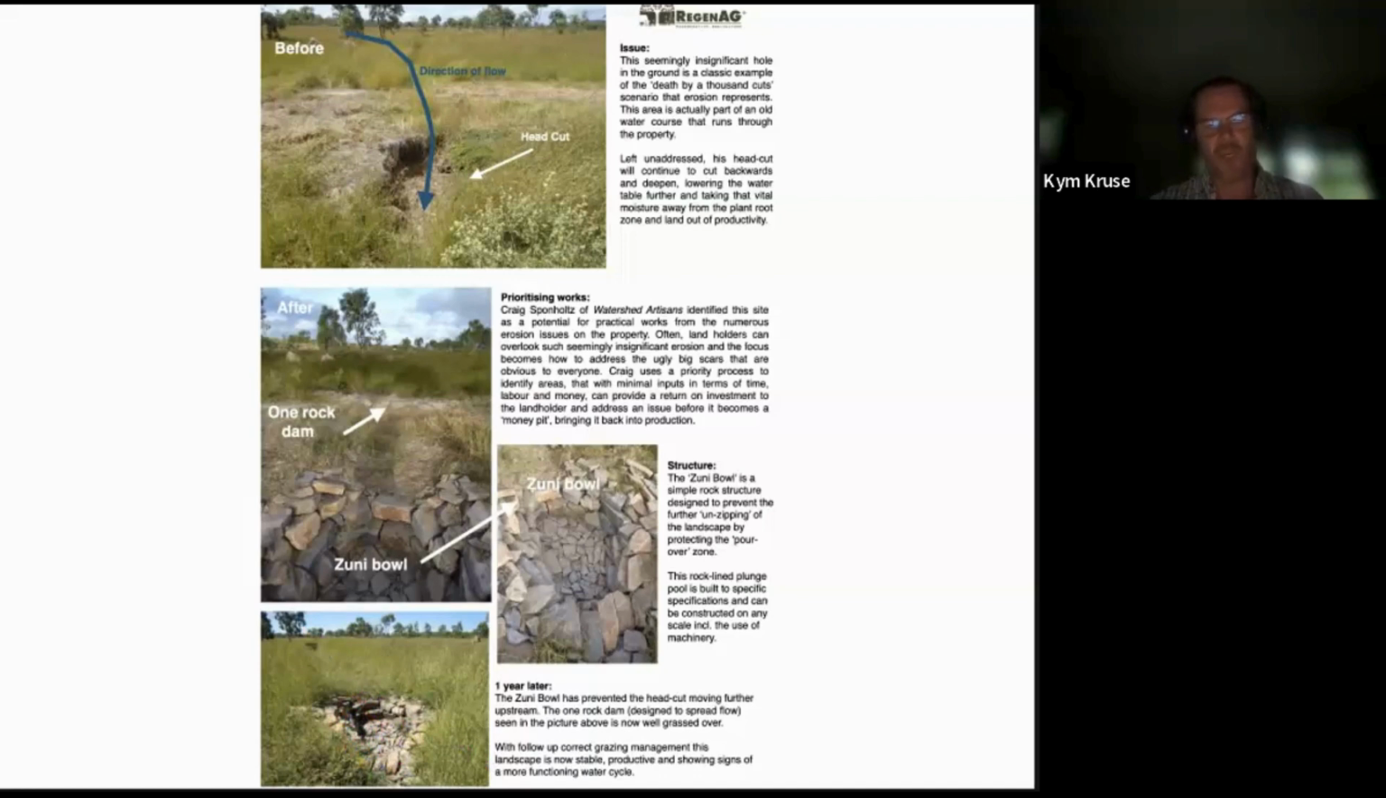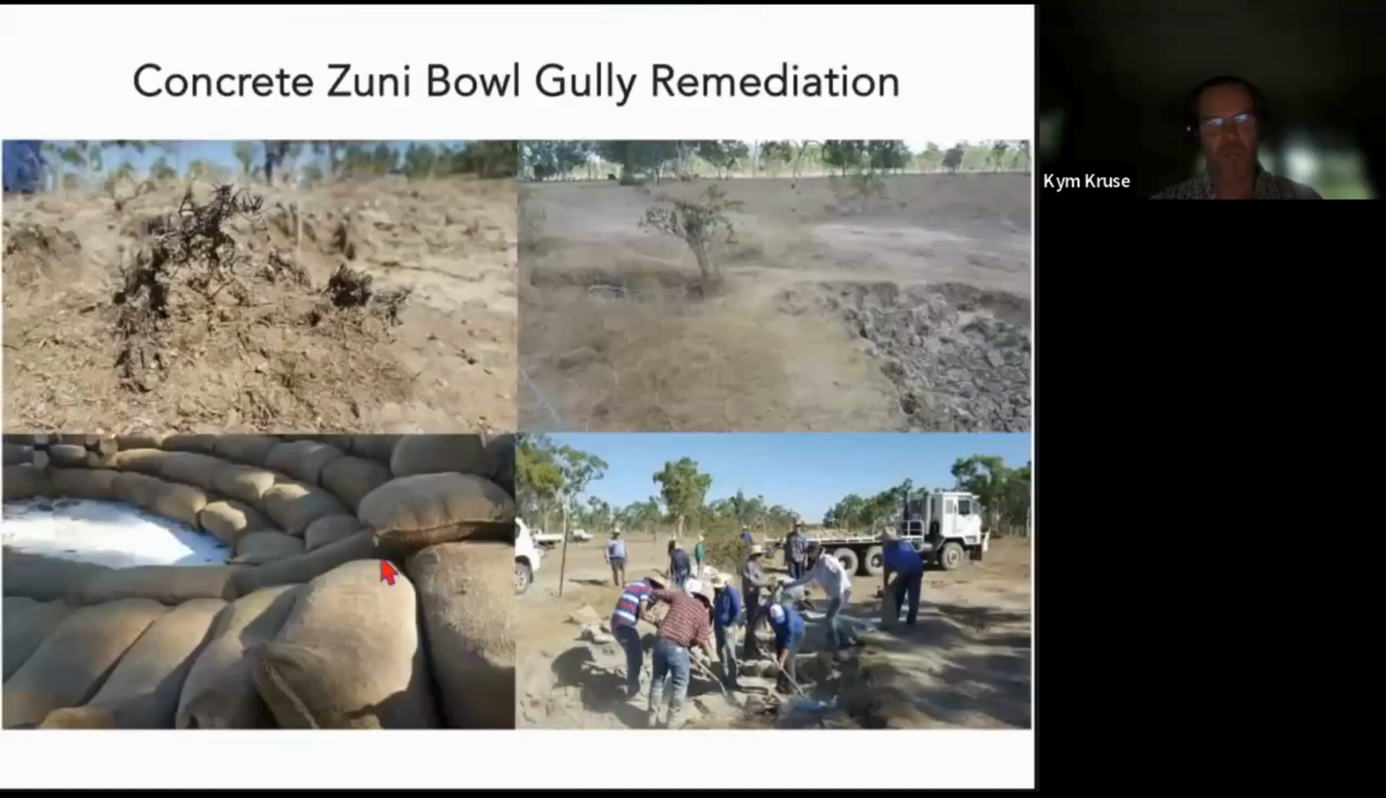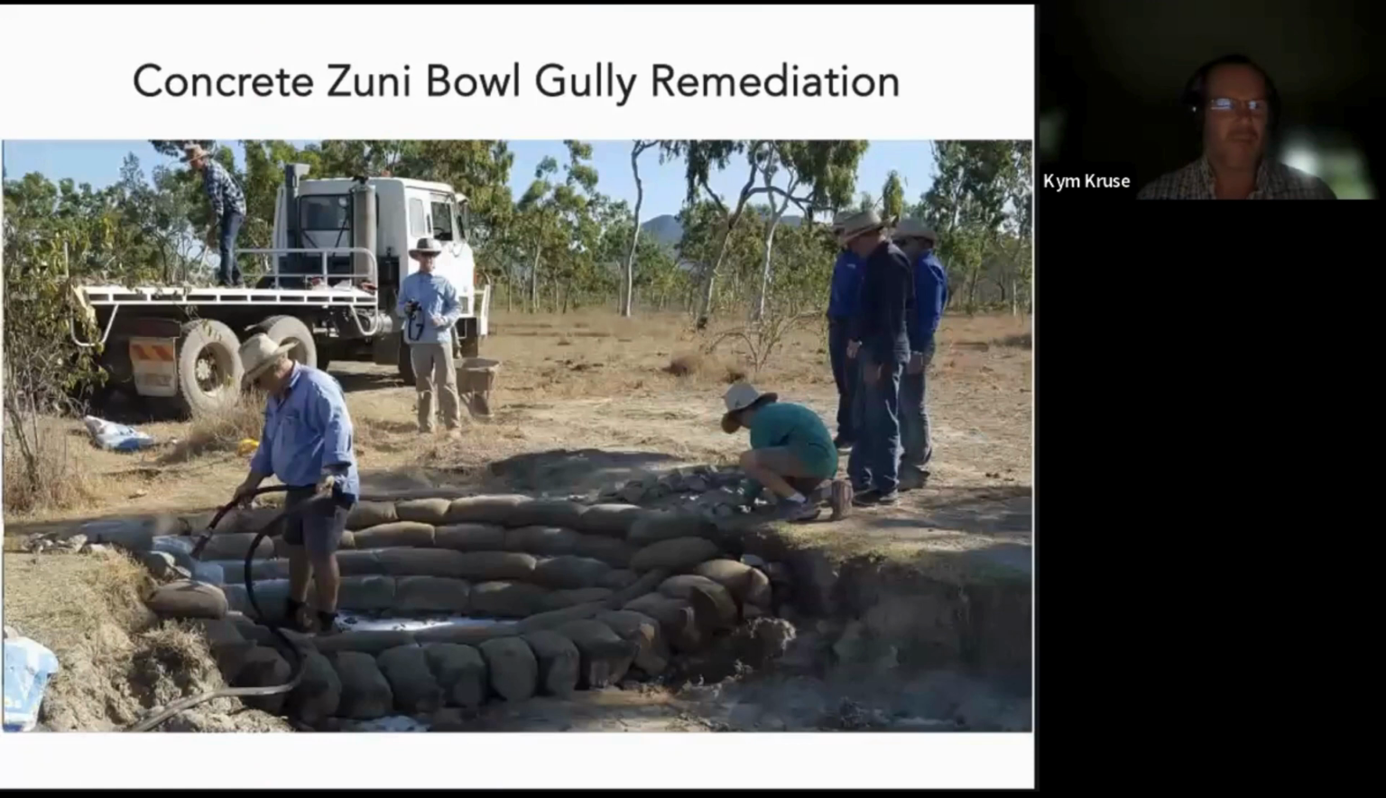In the case where we didn't have any rocks, we actually made rocks using hessian bags and concrete and soil. And it's exactly the same thing. You can see here, there's a bit of a head cut, and that's just going to keep on moving. So we did a bit of remedial work and then started packing all of these hessian sacks. And that's what it looked like at the end of the day. It's essentially exactly the same structure, just made out of hessian sacks.